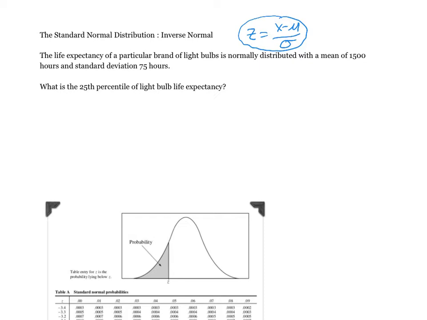So this question is an example. The life expectancy of a particular brand of light bulbs is normally distributed with a mean of 1,500 hours and a standard deviation of 75 hours. What is the 25th percentile of light bulb life expectancy?